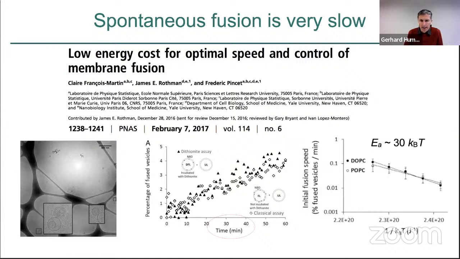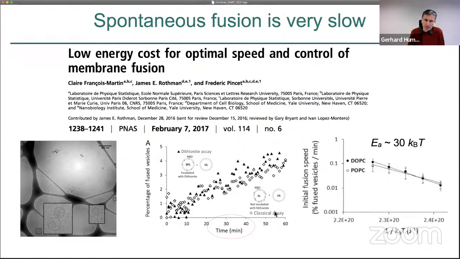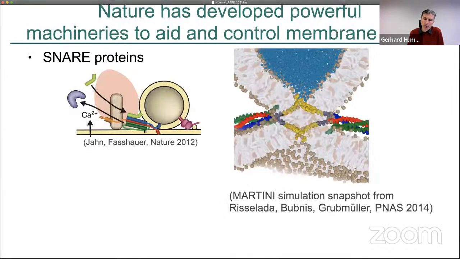That leads to timescales of fusion, even in very densely packed membrane systems studied in the Rothman and Pincé labs, on the order of tens of minutes, and barriers on the order of 30 kT, so very, very slow. And that's why biological systems have evolved rather elaborate and intricate machineries to facilitate membrane fusion.